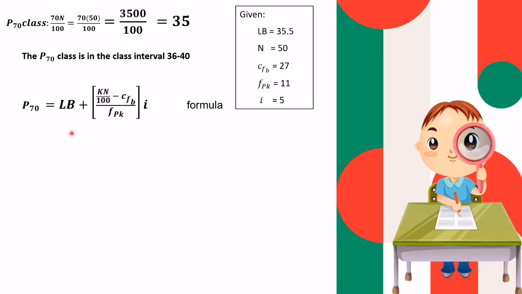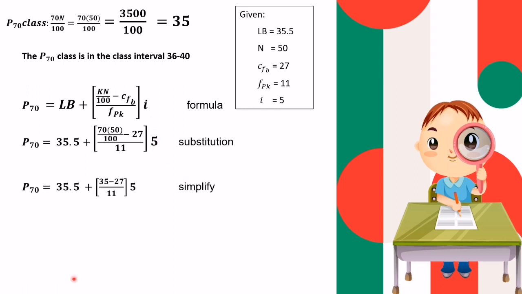So again, this is the formula. P sub 70 is equal to LB plus K times N over 100 minus CF sub B, all over F sub P sub K, times I. Now, we will substitute it. For our LB, we have 35.5 plus, and then 70 for our K, and then 50 our N, over 100, minus our CF sub B, which is 27, all over the F sub P sub K, which is 11, and then our I, which is 5.